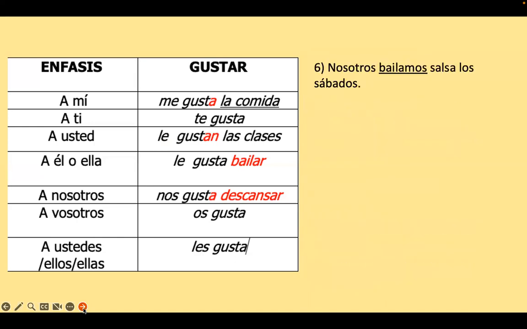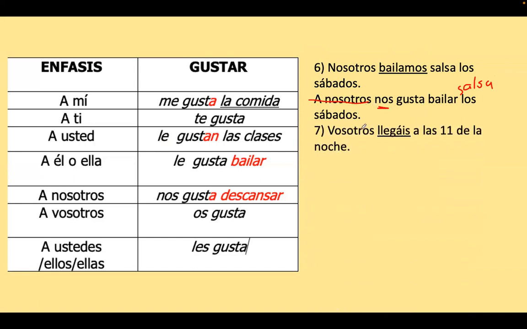Nosotros bailamos salsa los sábados. We dance salsa on Saturdays. A nosotros nos gusta bailar salsa los sábados. So we like to dance salsa los sábados. Now, if you say just nos gusta bailar salsa, yes, that's fine. This is already identified, so you can use the emphasis or you cannot use it.